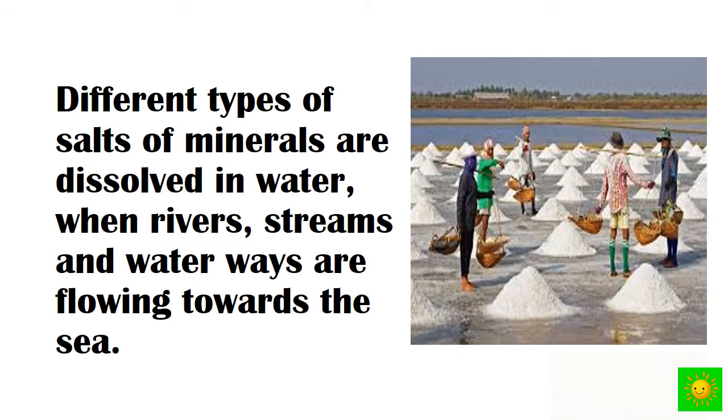Let's discuss the uses of separating materials dissolved in water. First one, different types of mineral salts are dissolved in water when rivers, streams, and waterways are flowing towards the sea. When this happens for a long period of time, seawater becomes salty. Sodium chloride is the mineral salt that dissolves most in seawater. Salt is produced from seawater by evaporating water exposed to solar heat.